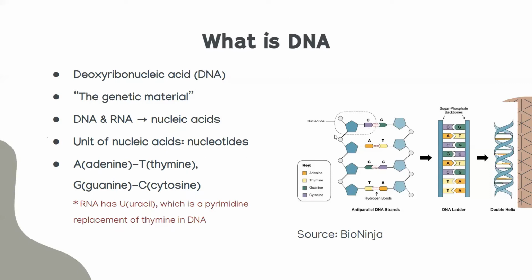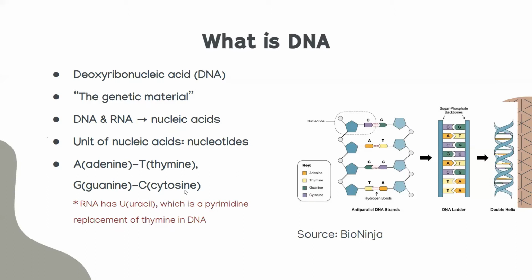And it's always A pairing up with T, and G pairing up with C. A is adenine, T is thymine, G is guanine, and C is cytosine. So whenever you see paired DNA where one side of the base is an A, an adenine, you should expect to find thymine in the other part, the other end of the DNA strand.